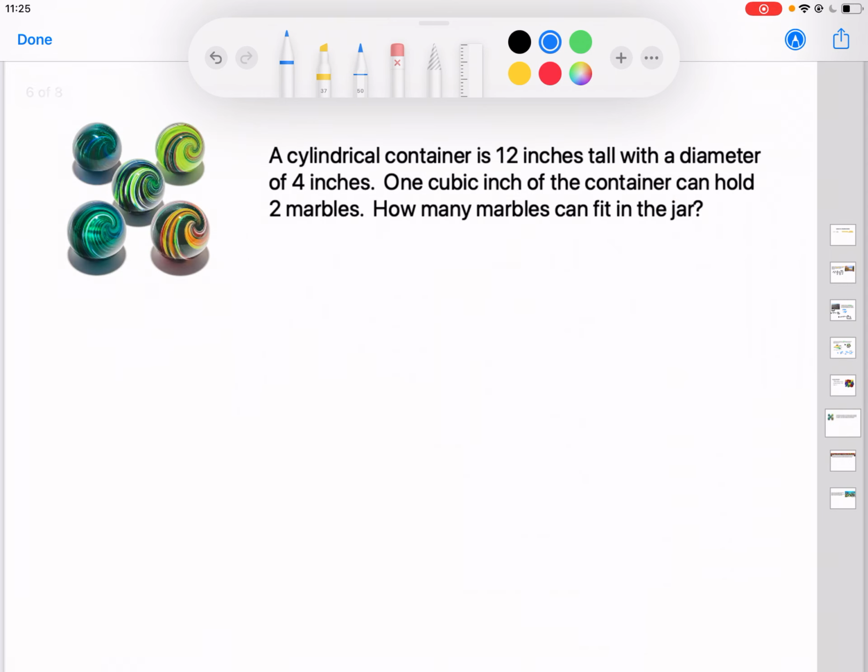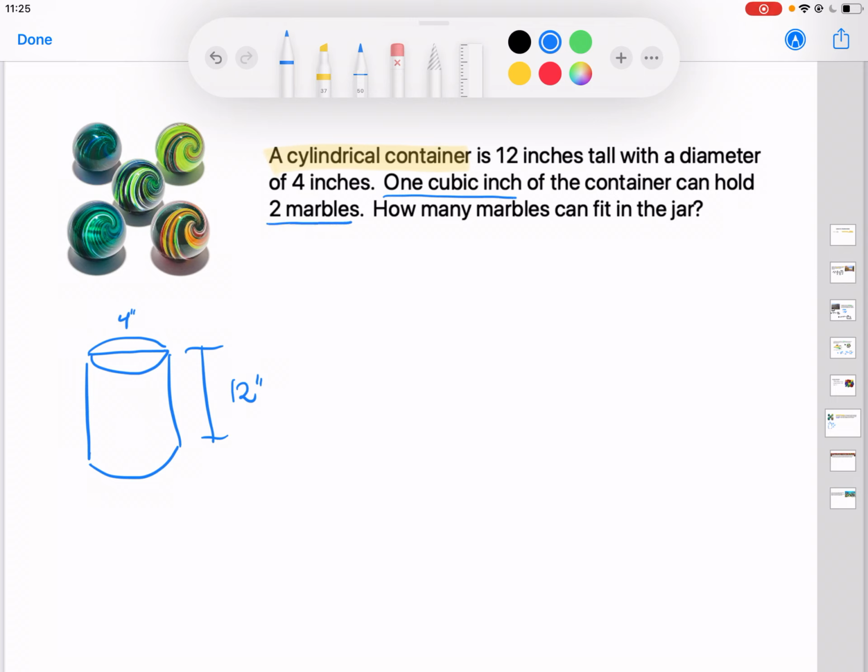So a cylindrical container, in this case, so we've got a cylinder, is 12 inches tall. I'm actually going to go ahead and draw a picture. So we've got some cylinder that's 12 inches tall. That was an amazing picture. And the diameter, so all the way across, is 4 inches. So 1 cubic inch of the container can hold 2 marbles. Okay, so that's interesting that they told us that.